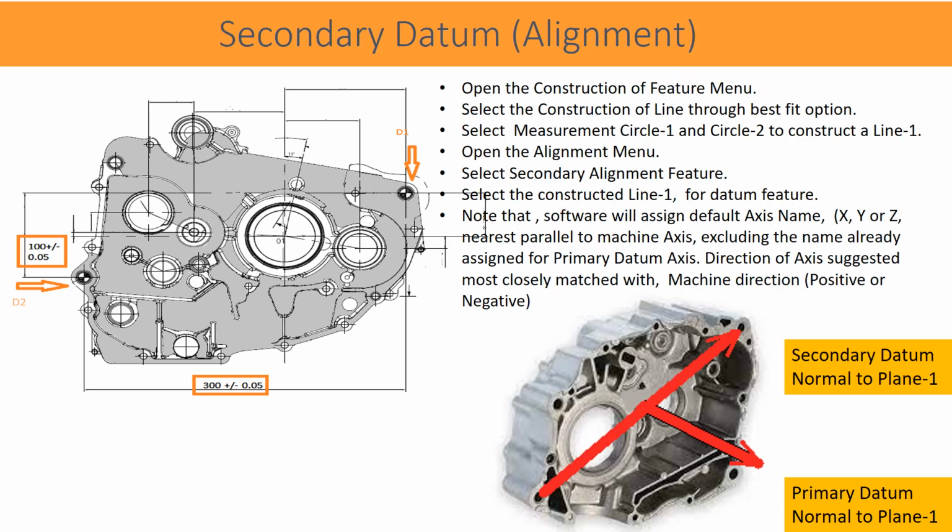Open the construction of feature menu. Select the construction of line through best fit option. Select the measurement circle 1 and circle 2 to construct a line 1.